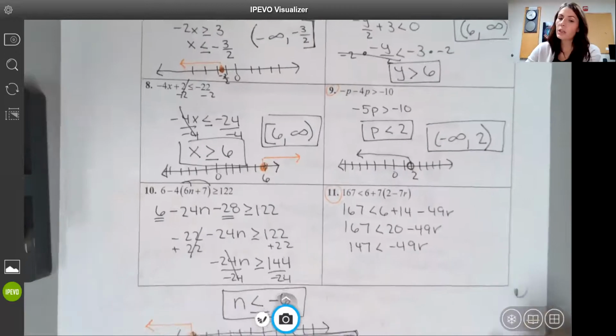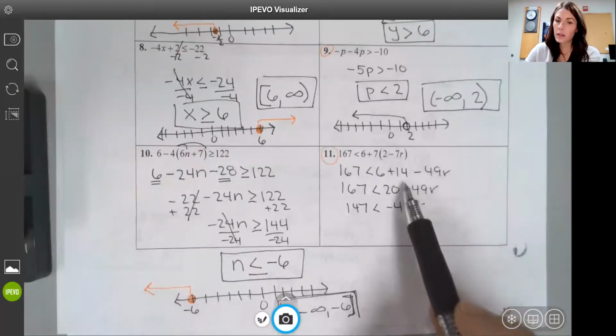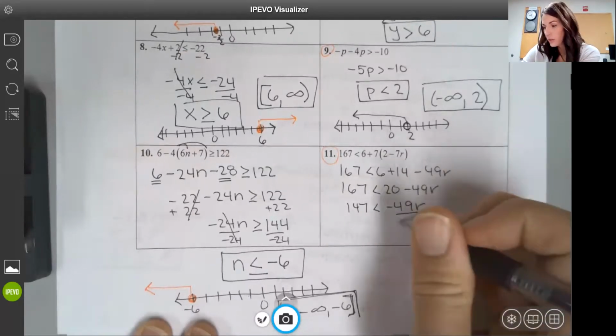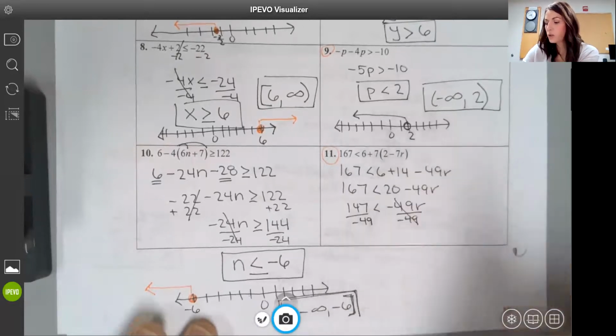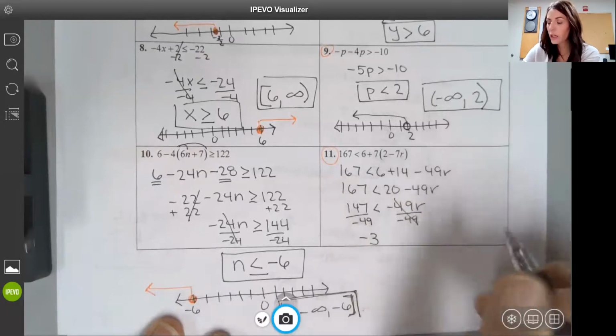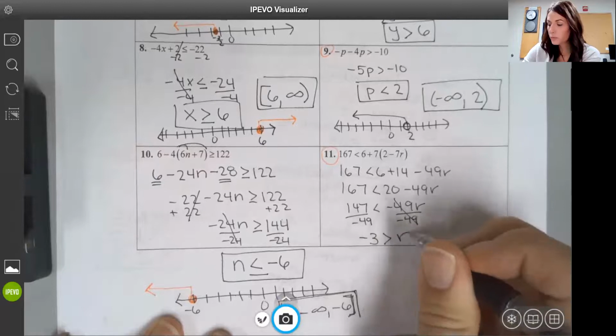And I stopped myself on the last one. So I had distributed and then I subtracted 20 from both sides. At this point, I'm going to divide by negative 49. Now this one's a little tricky. So I'm dividing by a negative. This gives me negative 3. Because I'm dividing by a negative, I should be flipping my sign.